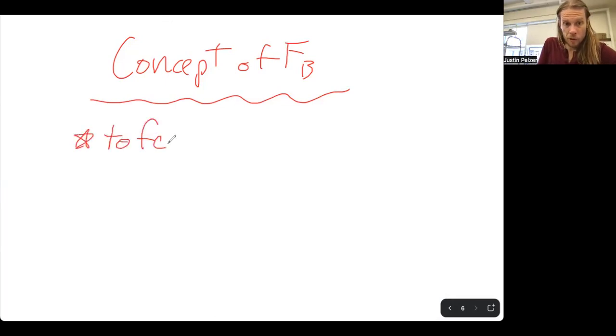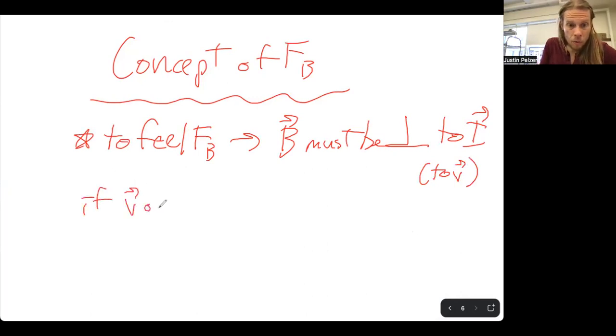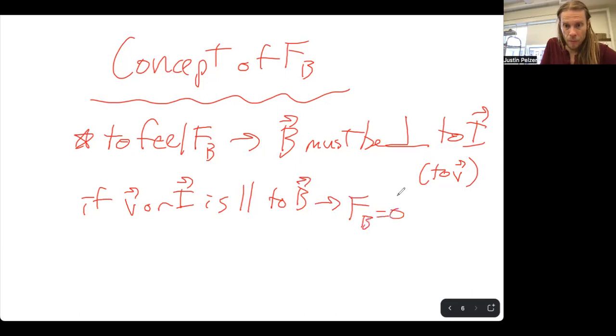Okay, to feel FB, we'll start here. The magnetic field must be perpendicular to the current or to the velocity. If V or I, so again, same thing, if you have an individual charge or a steady flow, is parallel to B, then FB is 0. This is an observed fact of the model, or should I say it's a result of the model that is observed, however you want to look at it.